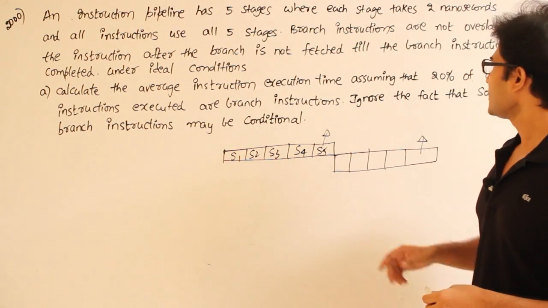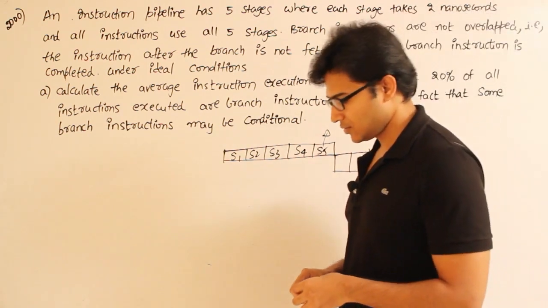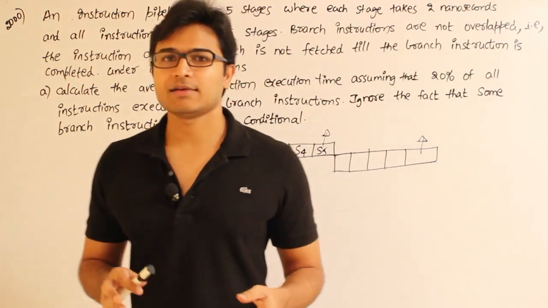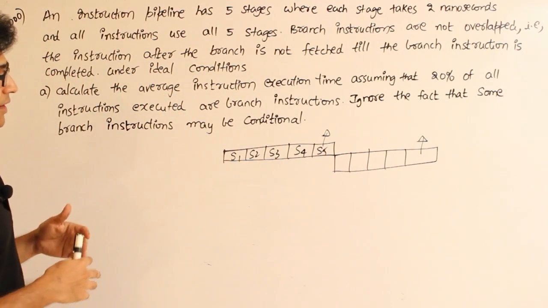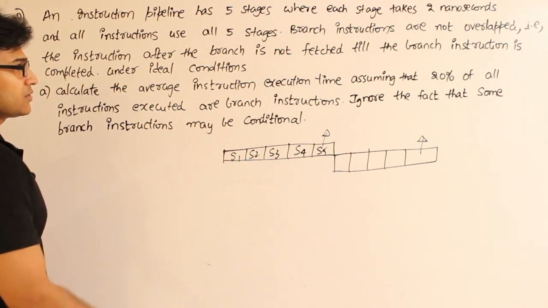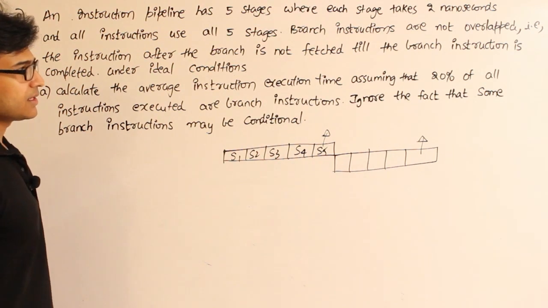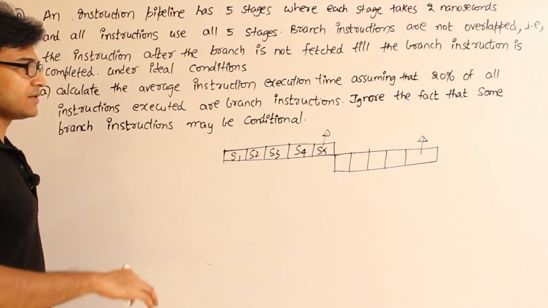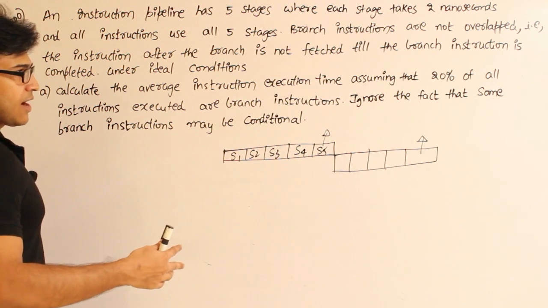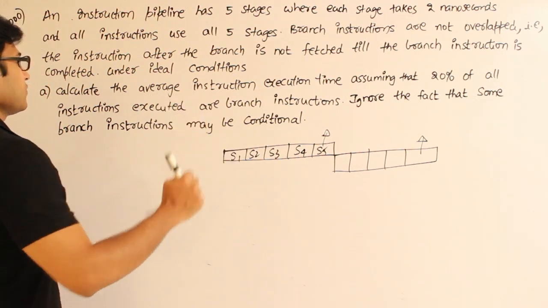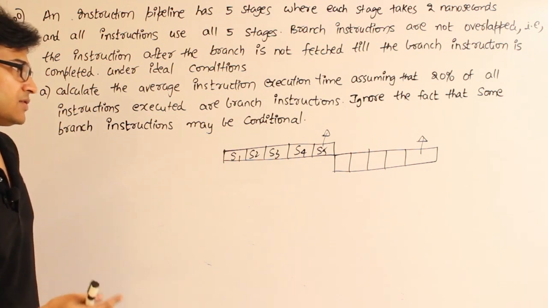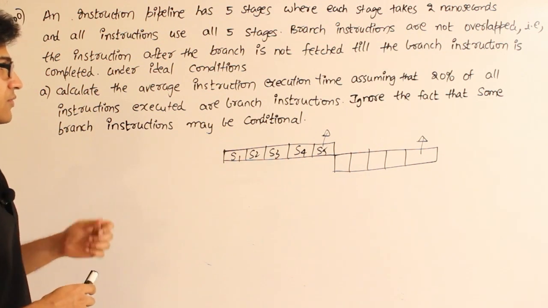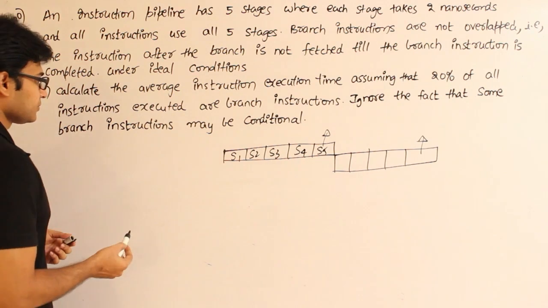Okay, and they are saying 20% of the instructions. So they are not asking us to find the exact time, they are asking us to find the average time. Why? Because they have not given us how many instructions are being executed. Let us say n instructions are being executed in total, and out of these n instructions, 20% are branch instructions and 80% are non-branch instructions. Based on that assumption, we can go ahead, right?